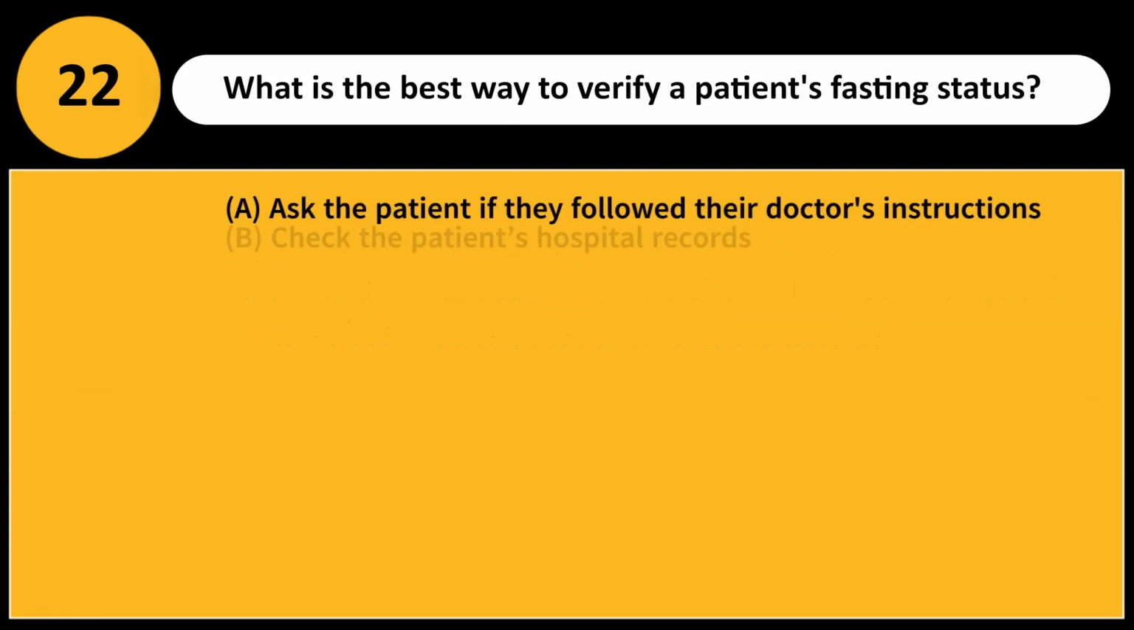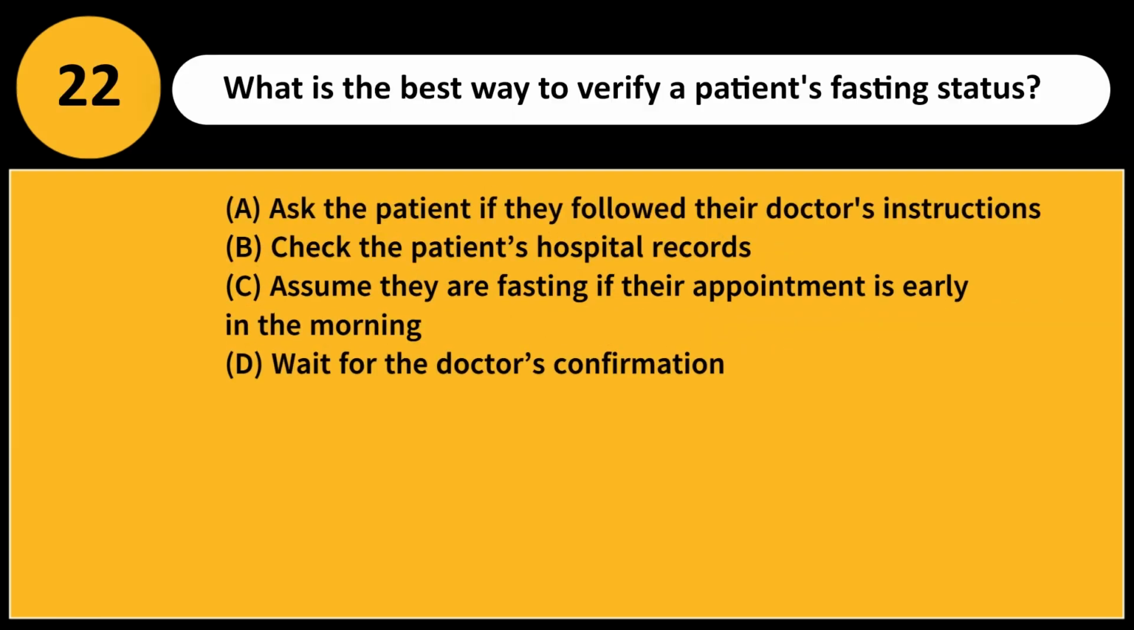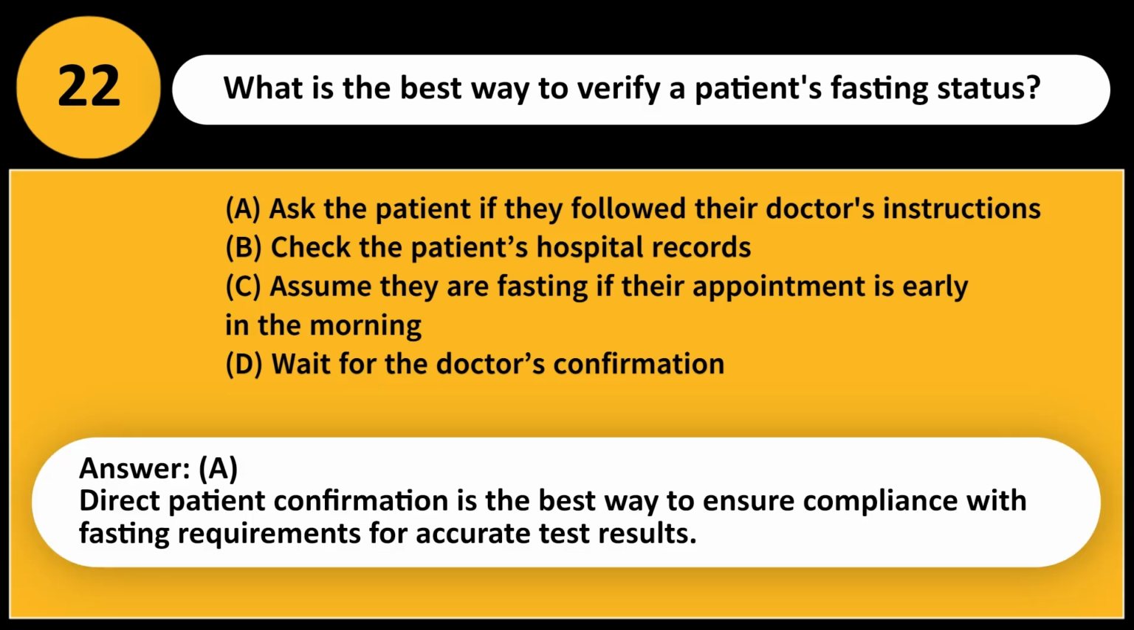What is the best way to verify a patient's fasting status? A. Ask the patient if they followed their doctor's instructions. B. Check the patient's hospital records. C. Assume they are fasting if their appointment is early in the morning. D. Wait for the doctor's confirmation. Answer: A. Direct patient confirmation is the best way to ensure compliance with fasting requirements for accurate test results.